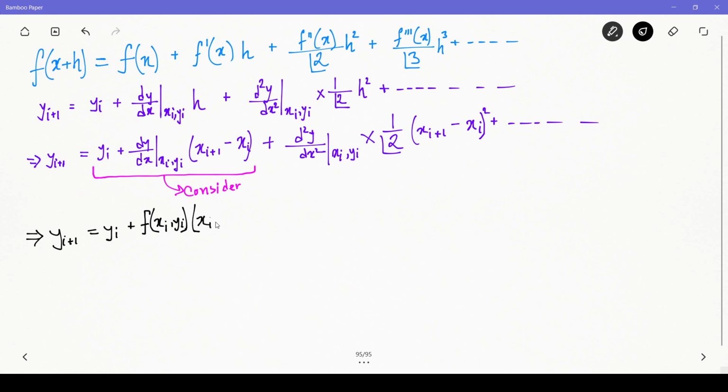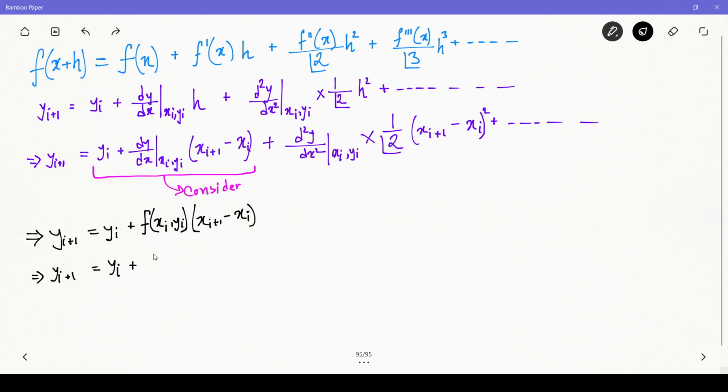x_{i+1} minus x_i. Fine. And for the second case, there is no second case since we are considering only the first two terms. So we end up with this thing over here. Now, if you notice carefully, we have ended up right back where we started, which is y_{i+1}. Our approximation of our dependent variable y at the i plus 1 step is equal to y_i plus h times f of x_i.